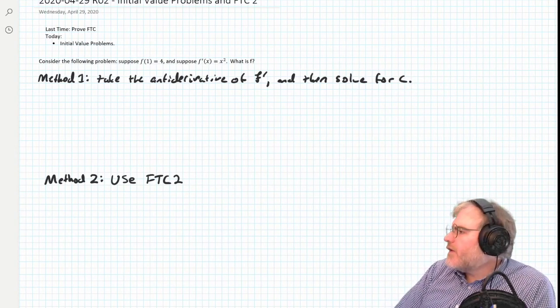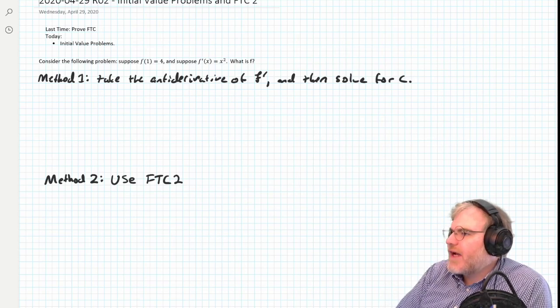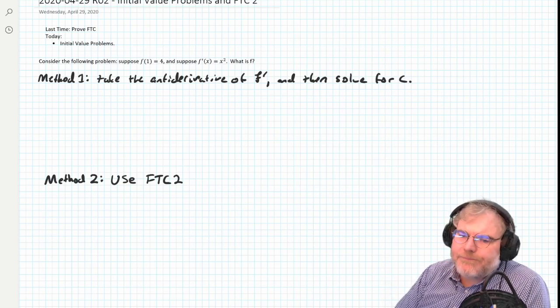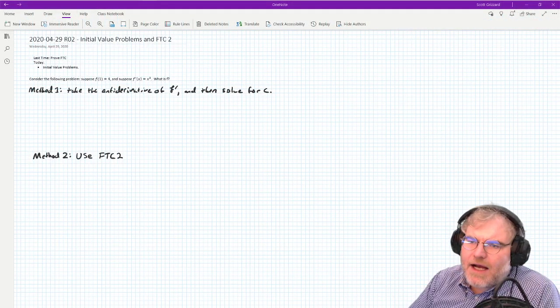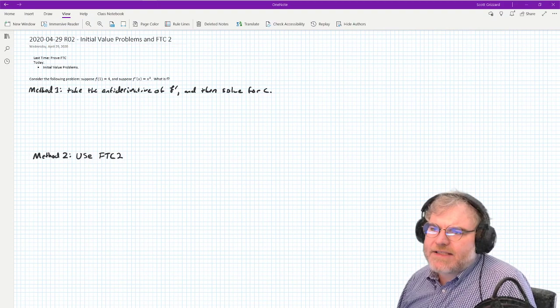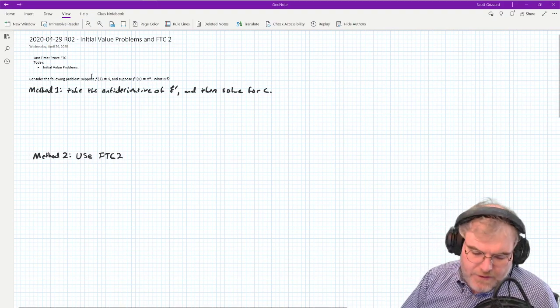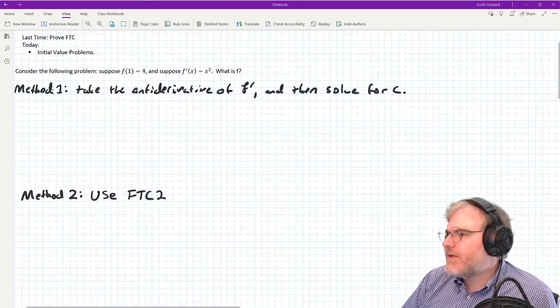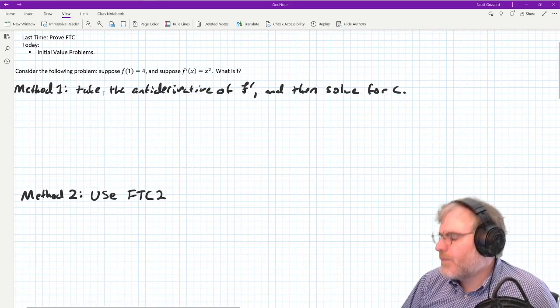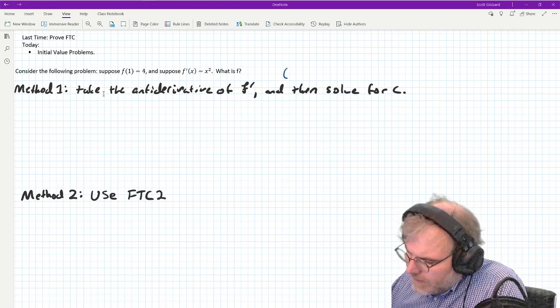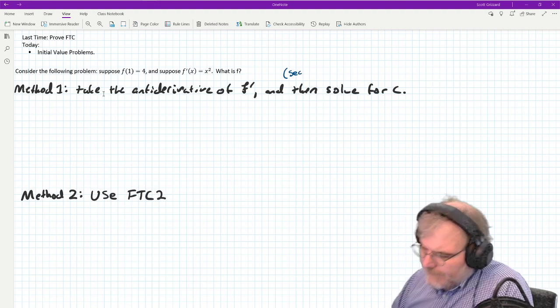All right, so what we want to talk about is these initial value problems. Okay, so there are a couple ways to do them. Let's do it the first way. The first way is this method that what I do is, let me zoom in. What I do is I take an antiderivative and solve for C. And this is what's done in 4.7. Okay?